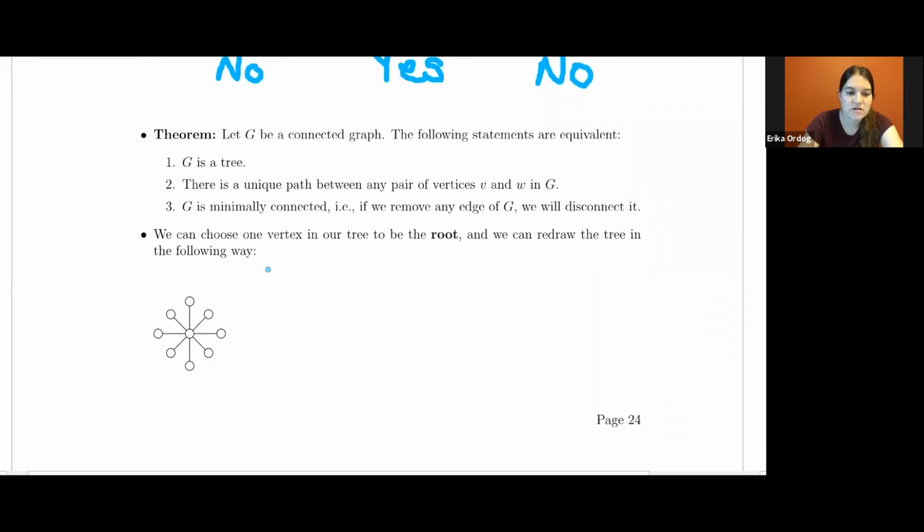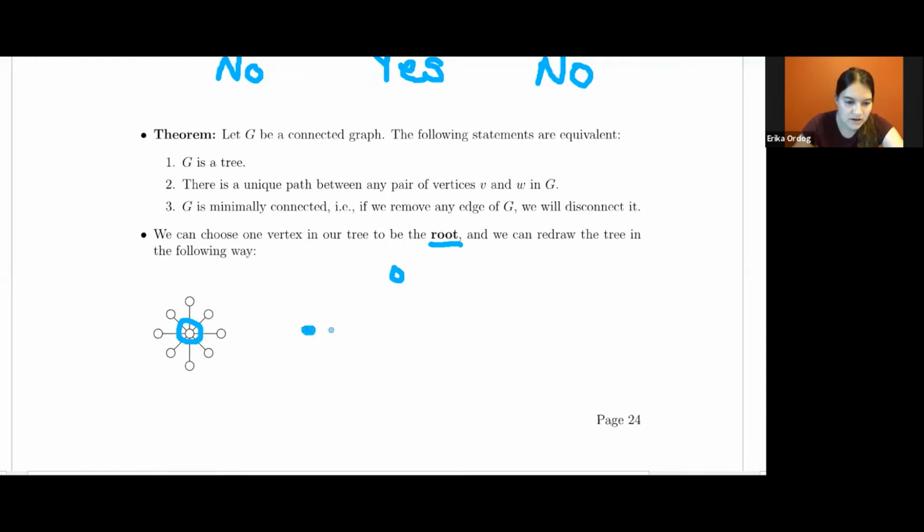Okay, so if we have a tree, we can pick one vertex to be the root. We'll call this a rooted tree, and we can redraw the tree in a way that I'll show you. So we pick any of these vertices to be our root. Let's say we pick this one. Then we can draw this tree in the following way. We put our root at the top, okay? And then we're going to have levels of this rooted tree. So at this top level here is our root. Then on the next level, we're going to draw all the vertices that are a distance of one edge away from that root. So we have 1, 2, 3, 4, 5, 6, 7, 8 of them.